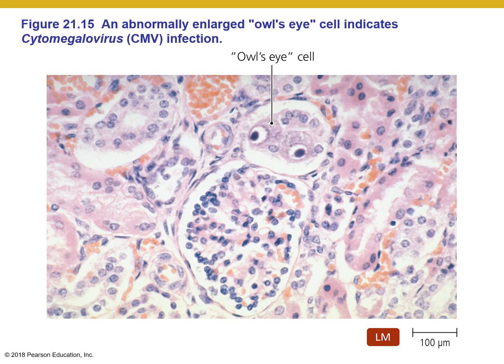So do you see what's called the owl's eye? Whoo, whoo. Those are inclusions. And this is a cytomegalovirus infection. And that is in the kidneys. That is not good.